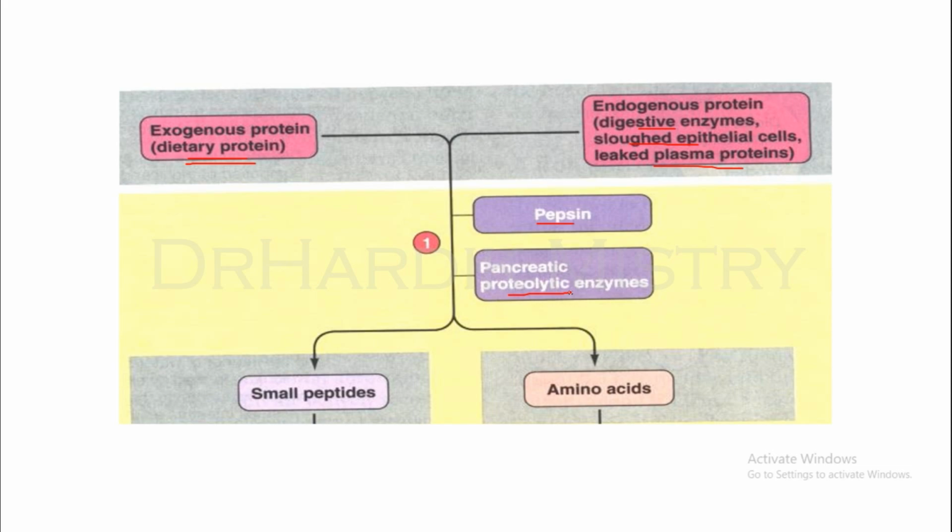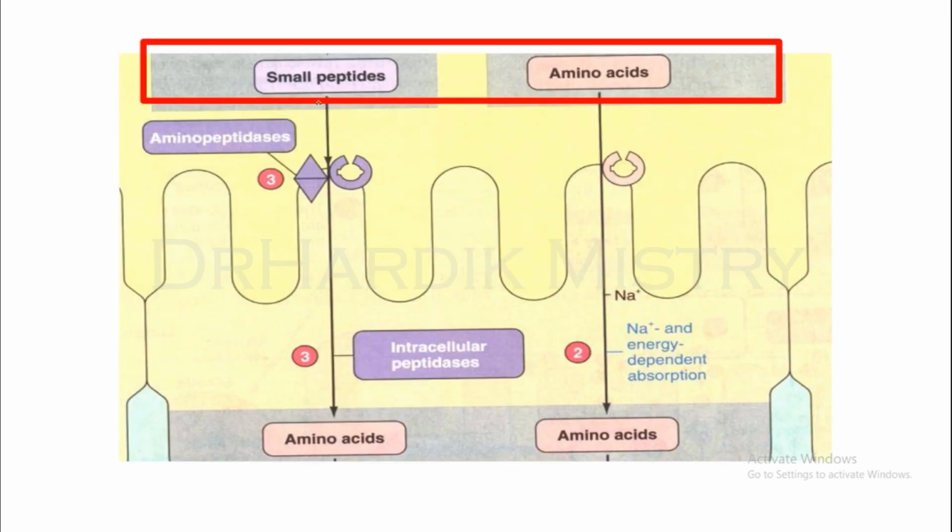Pepsin, which is present in the gastric juice, first comes in contact with this material, and the pancreatic proteolytic enzymes, which are present in the pancreatic juice, include trypsin, chymotrypsin, and procarboxypeptidase. Now these enzymes convert exogenous or endogenous protein into small peptides and amino acids. Small peptides include dipeptides or tripeptides, etc.